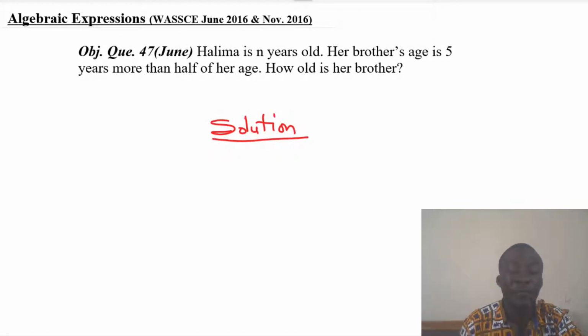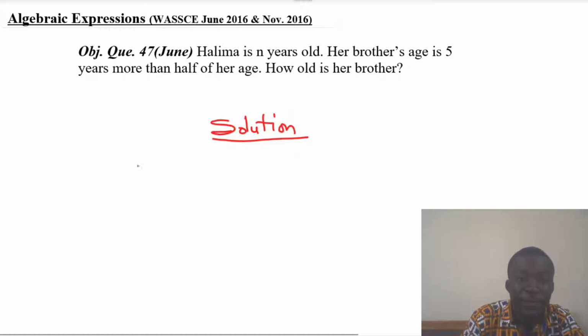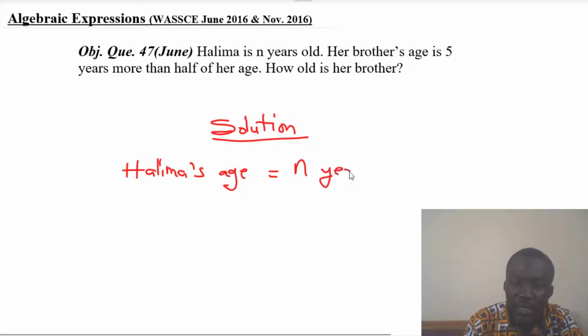In objective question 47 June, it reads: Halima is n years old. Her brother's age is 5 years more than half of her age. How old is her brother? So we begin by writing some mathematical expressions down. Halima is n years old. So we can write Halima's age is equal to n years.